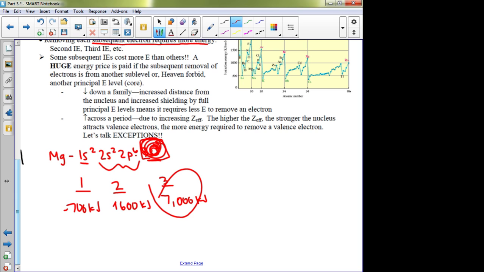So it wouldn't give you the 1s2, 2s2? No, it would not give you that. It would just give you the 700, 1600, and 7000. That makes sense.